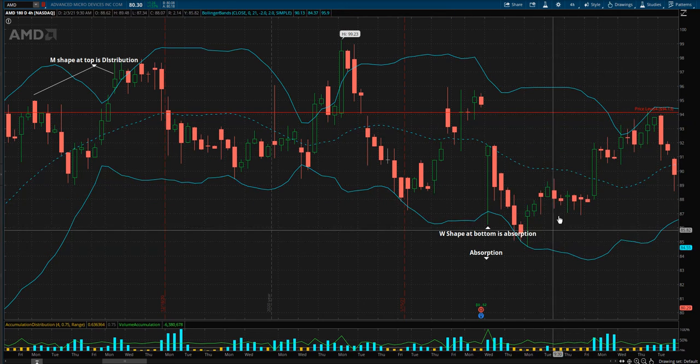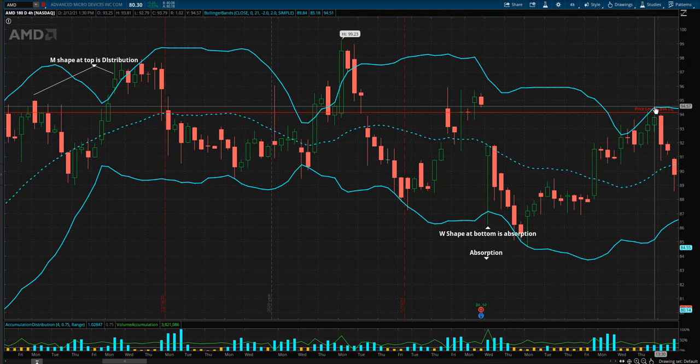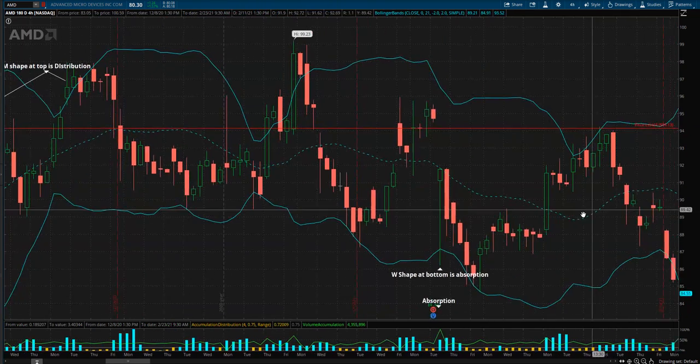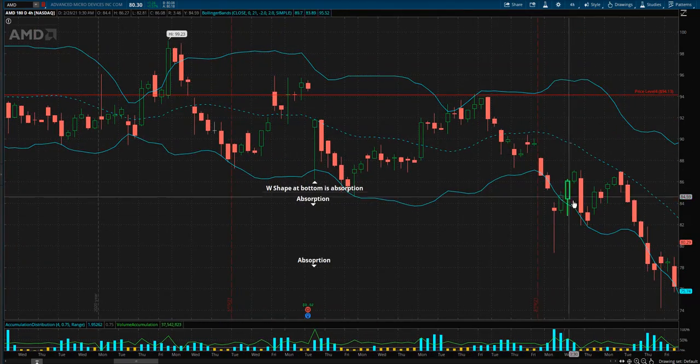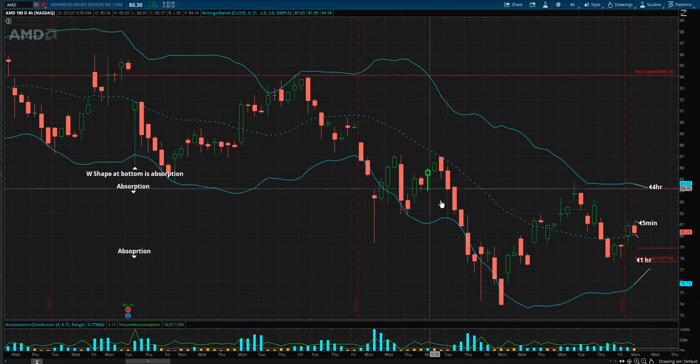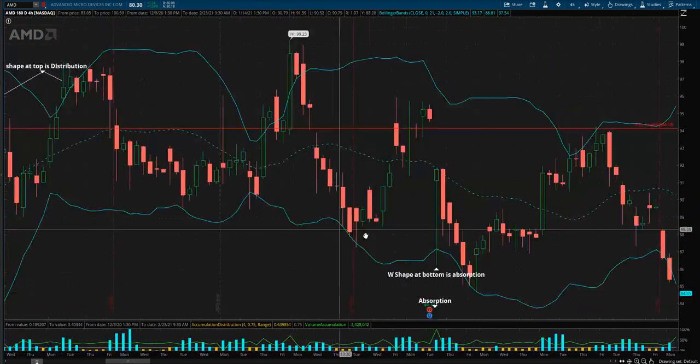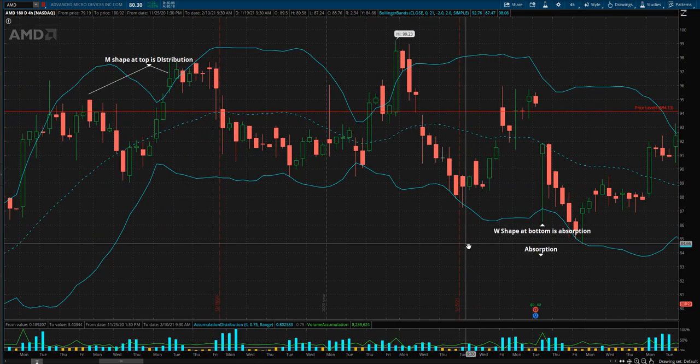After they just bought all those shares down here, they ride it up here until it starts to run out of steam. And then once it runs out of steam, they dump all their shares back into the market. And that's what causes the price to cascade down. So that is a quick crash course on absorption and distribution.